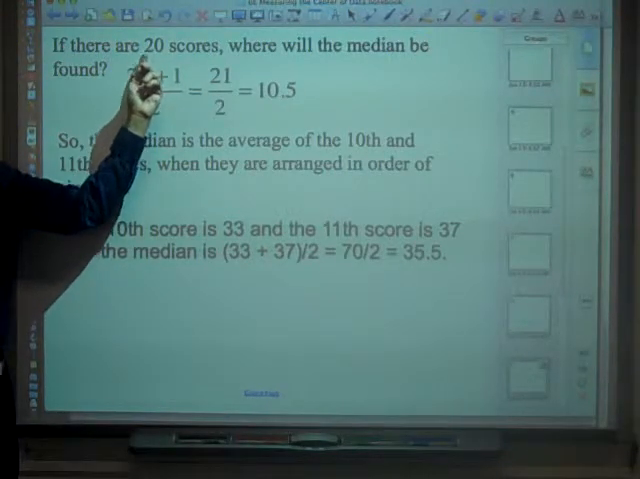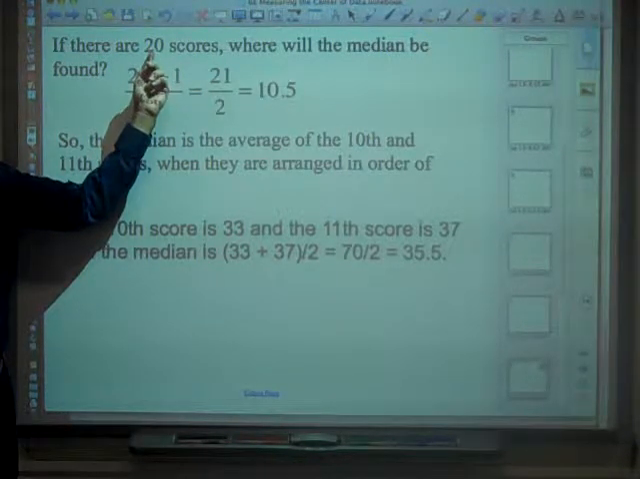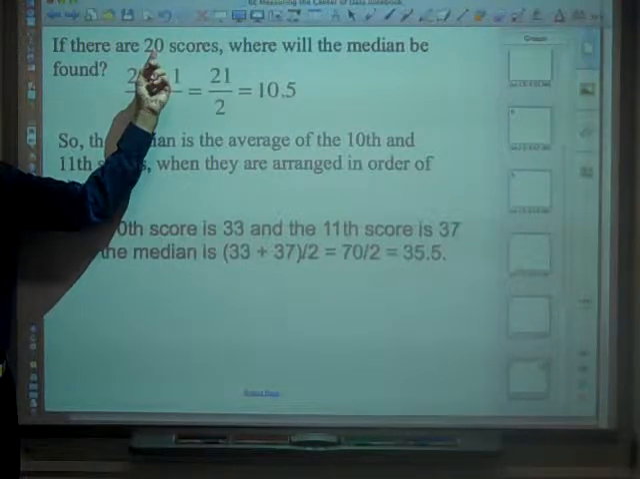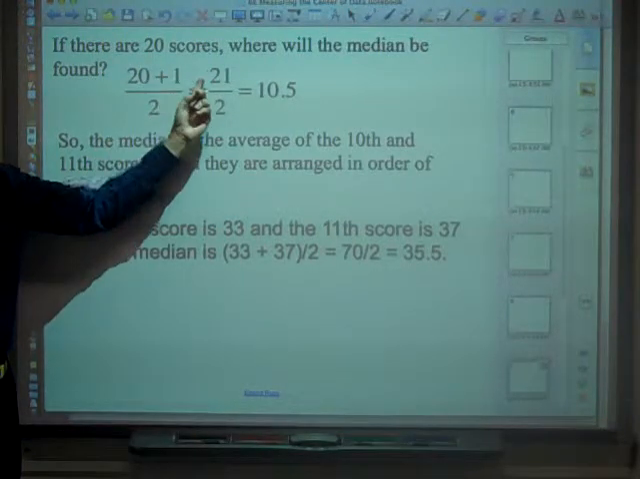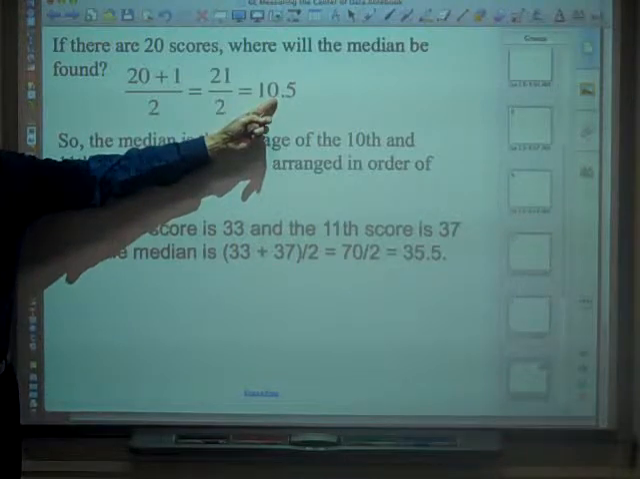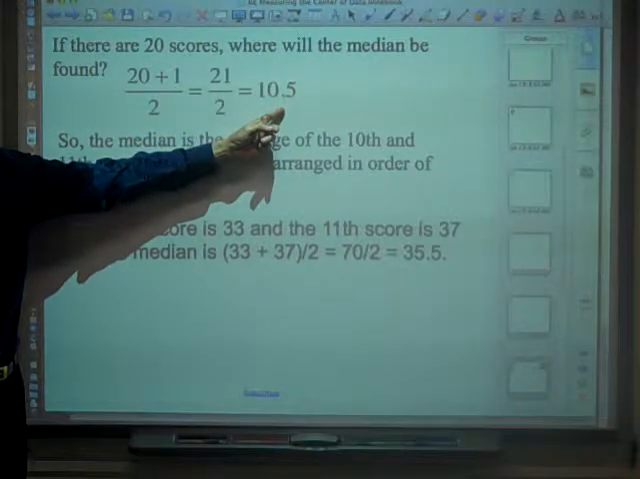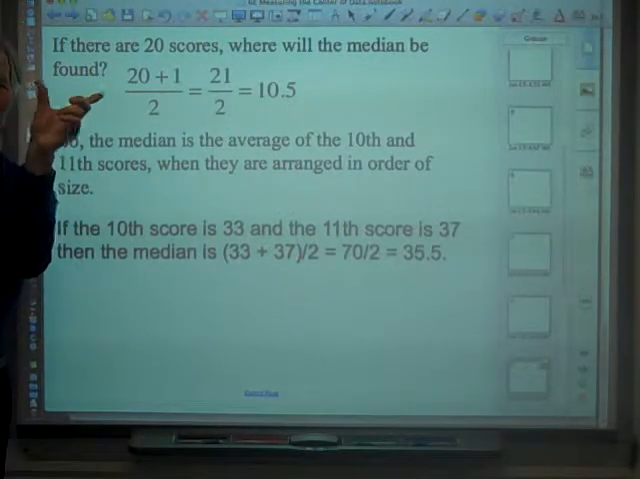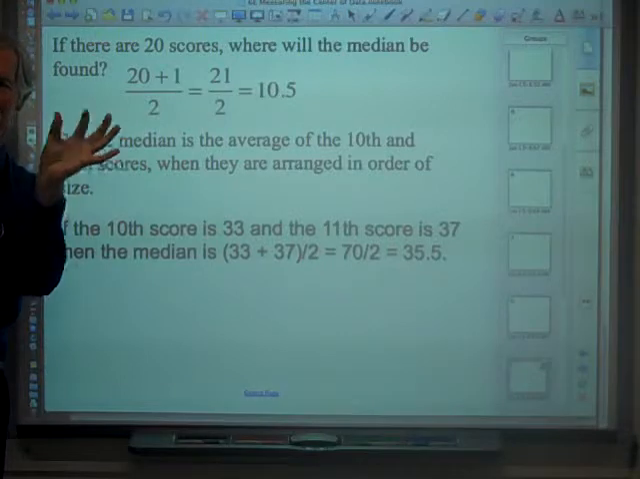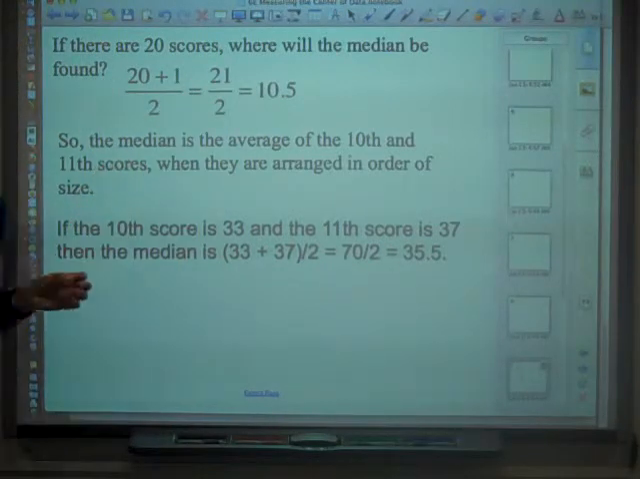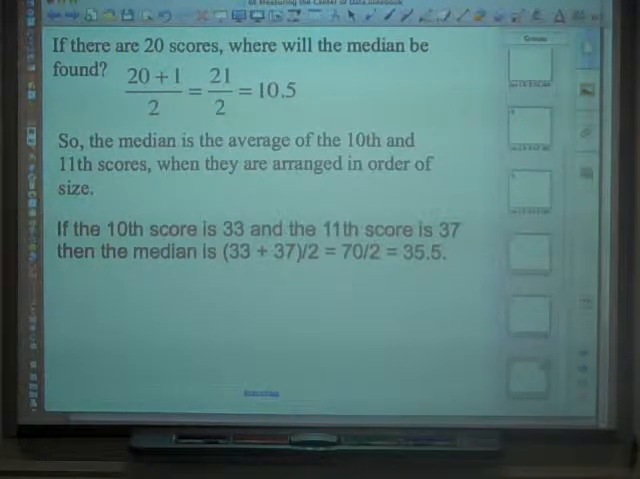So, what if you have 20 scores and you're trying to find the one in the middle? What would you look for? You'd look for the 10th score and the 11th score, add them and divide by 2 to see exactly what's in the middle of the 10th score and the 11th score. And that would be the median value.